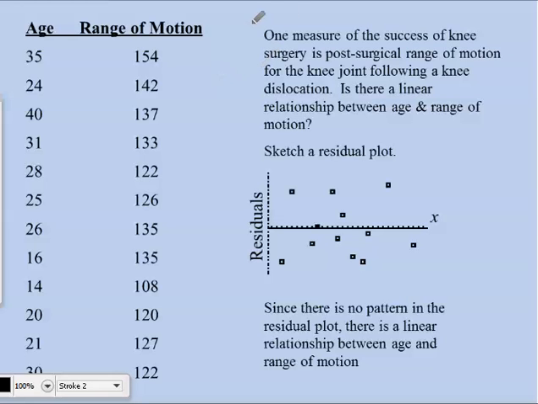So looking at this data, one measure of success of knee surgery is post-surgical range of motion for the knee joint following a knee dislocation. There's a linear relationship between age and range of motion. And if we sketch a residual plot, you look at it here, you can see, yeah, all these residuals are going to add up to 0. Since there's no pattern in the residual plot, and it looks like it will add to 0, we can say that it is an appropriate model for the range of motion.